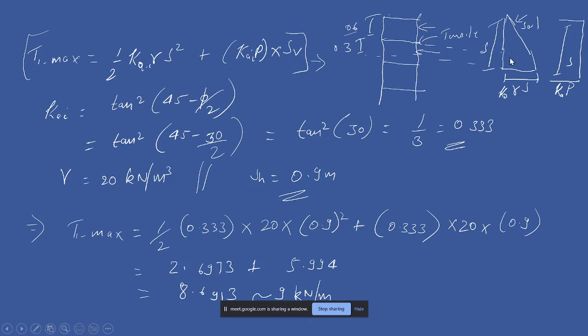Basically you need to find the load in this tensile reinforcement, which will be resisting the load coming from the lateral earth pressure of the soil and also the load coming from the traffic load. So these two will be resisted by this reinforcement.